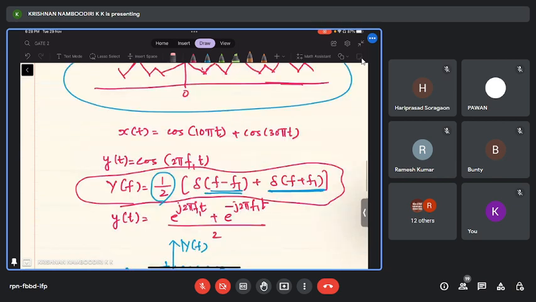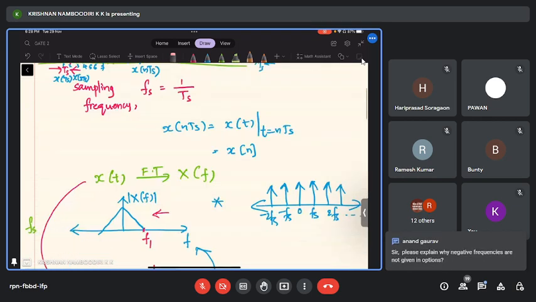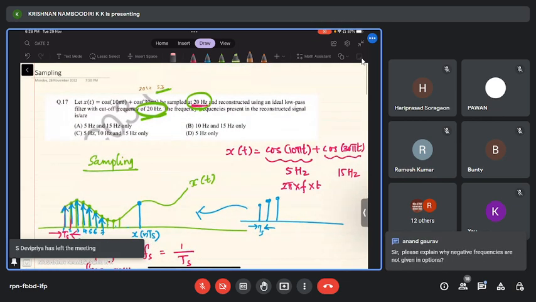So what is the answer to the question? The answer to the question is the frequencies present in the reconstructed signal are 5 hertz and 15 hertz.